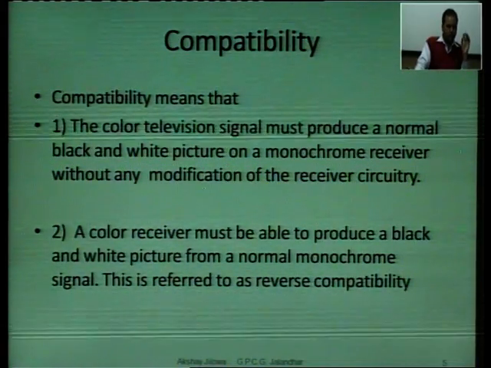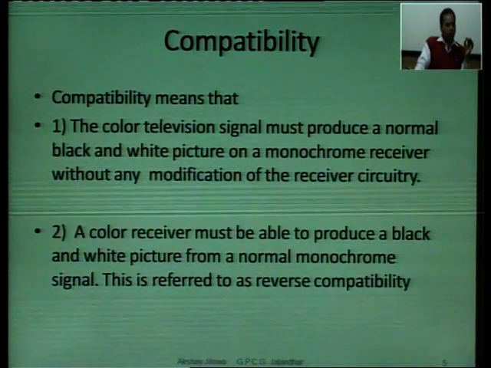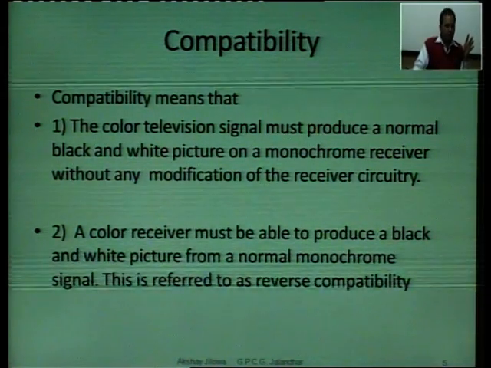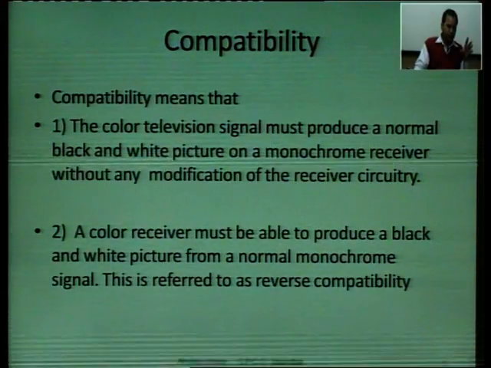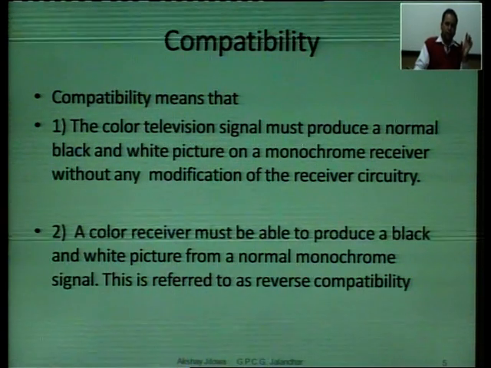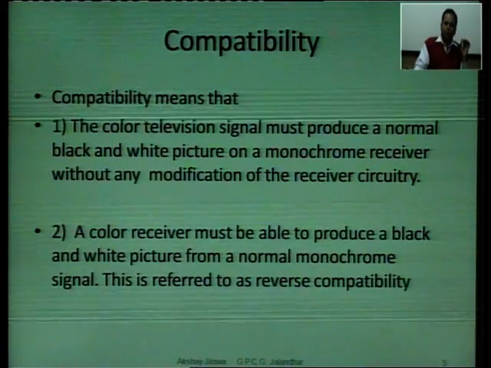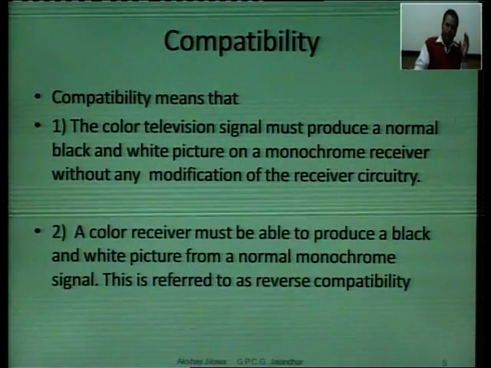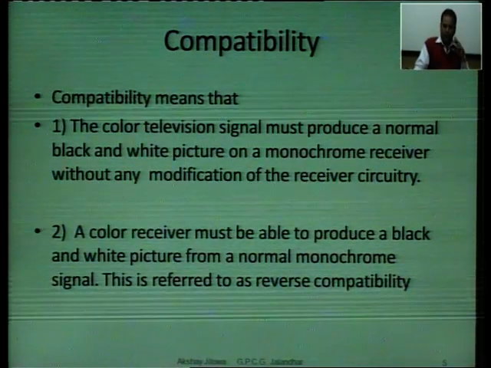It must produce a black and white picture if the receiver is monochrome, and to do so it should not require any additional circuitry or any modification into the circuitry. So, this is one part. Second, a color receiver must be able to produce a black and white picture from a normal monochrome signal. This is referred to as reverse compatibility.